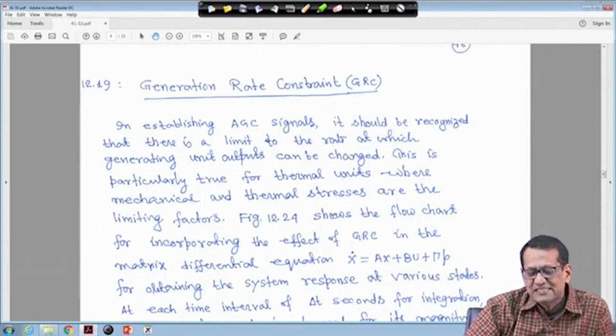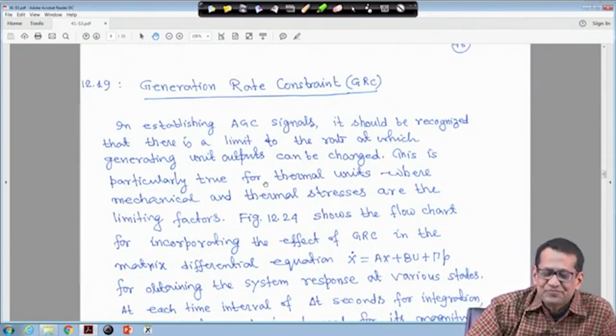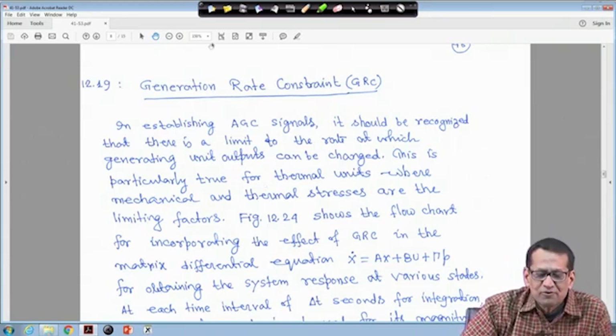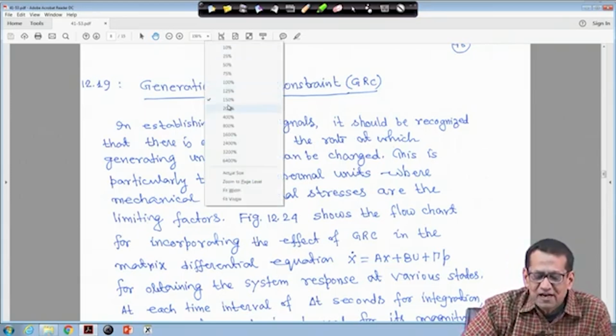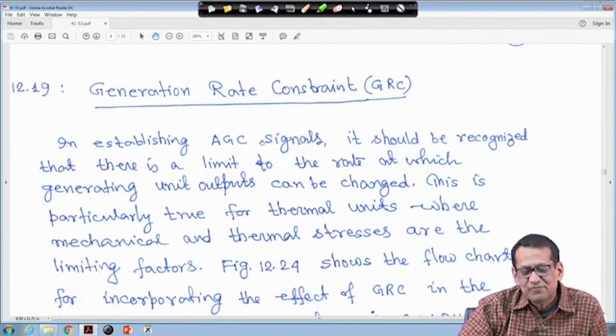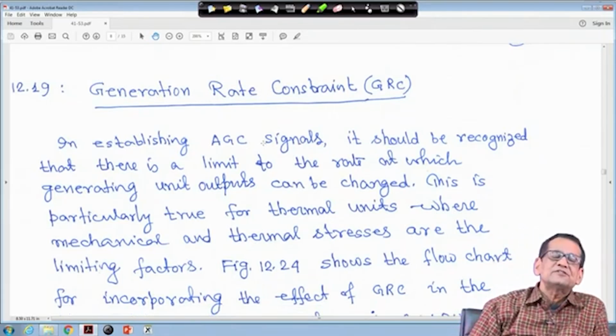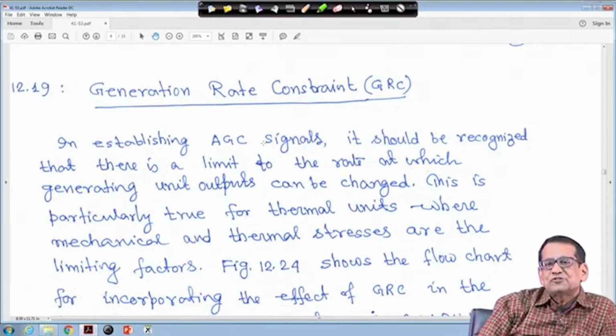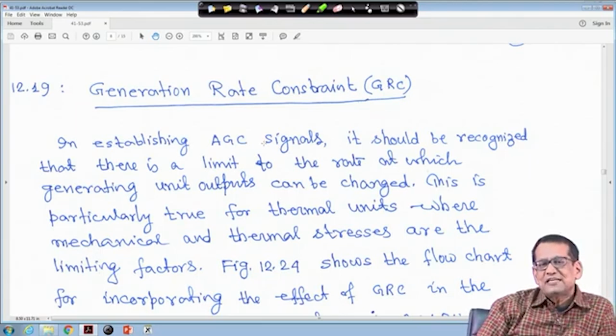Next is the generation rate constant. Every generating unit has some limit to generate power. Suppose that load demand suddenly increases to 20 megawatt. The generator cannot generate that 20 megawatt power immediately, right. It has some limitation, it takes some time.